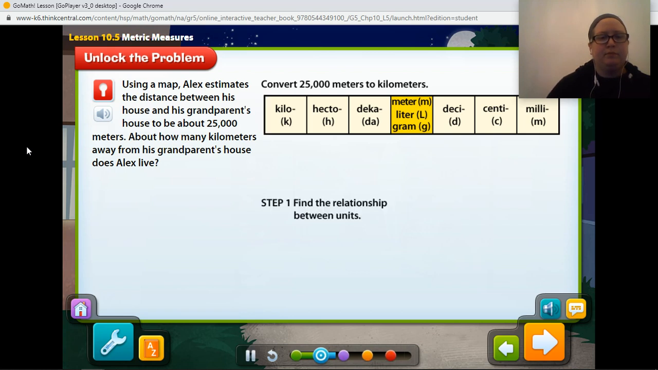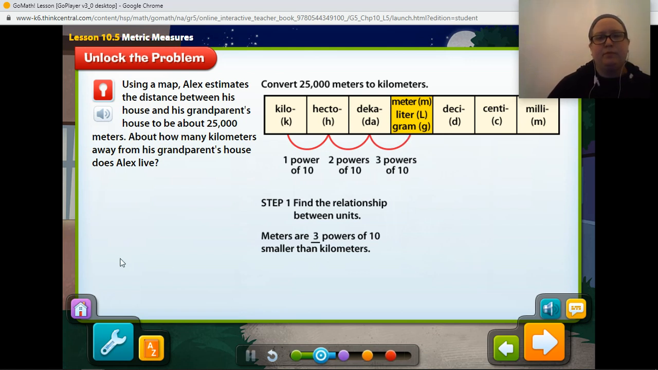Use the diagram to find the relationship between the units. How many powers of 10 smaller are meters than kilometers? 1 power of 10, 2 powers of 10, 3 powers of 10. Meters are 3 powers of 10 smaller than kilometers.